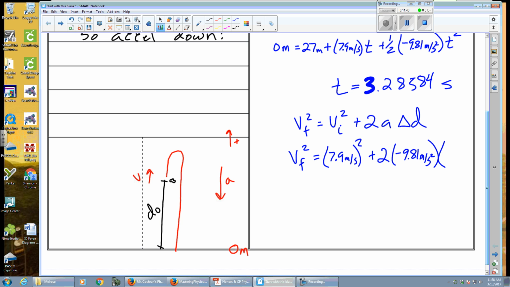And then my delta D, let's see, delta is final minus initial. Where do I end up? 0. Where did I start? 27. So 0 minus 27. You don't care that it goes up. It doesn't matter for the displacement, right? Well, it goes from up to down. Yeah. That's why I end up with a negative displacement.